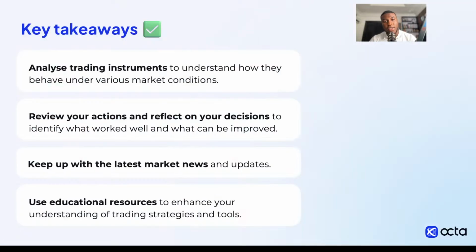So key takeaways. We analyzed the instruments and talked to you guys about how they behave under various market conditions, continuation patterns, reversal patterns. What you can also do is review your actions, right? Like I said, when you get back after this session, always come back to this video and watch the videos here on the Octa Broker YouTube channel, because if you don't reflect on what worked well and what you need to stop doing, you can't improve, right?